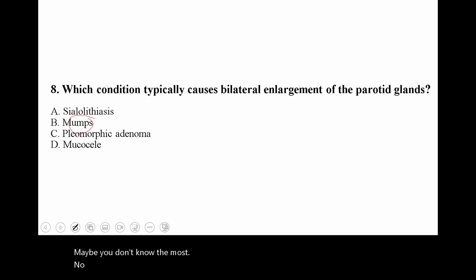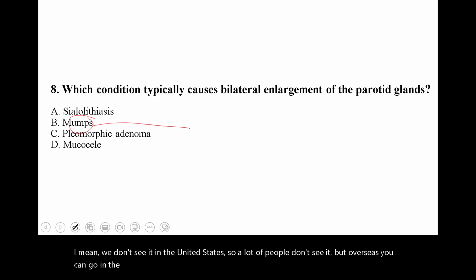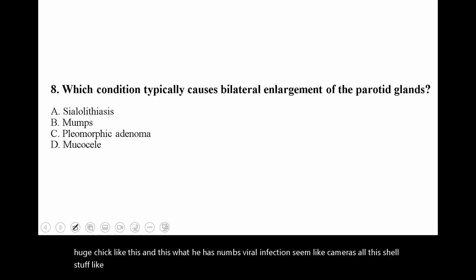Mumps. We don't see it in the United States, so a lot of people don't see it. But overseas, you can go in an elementary school in the morning and find someone come with a huge cheek like this, and this is what he has: mumps, a viral infection, like the other childhood illnesses such as measles. Mumps is enlargement of the parotid due to viral infection.